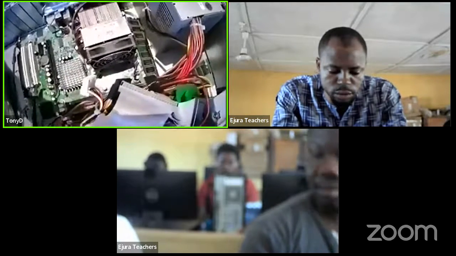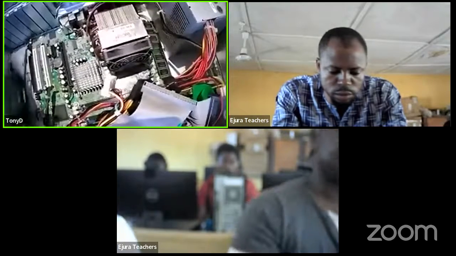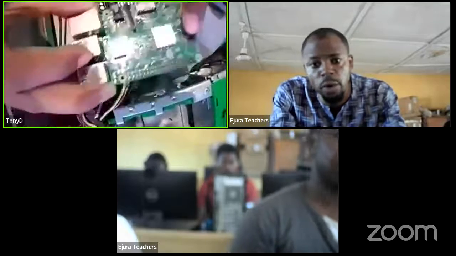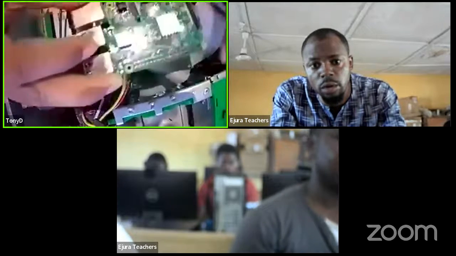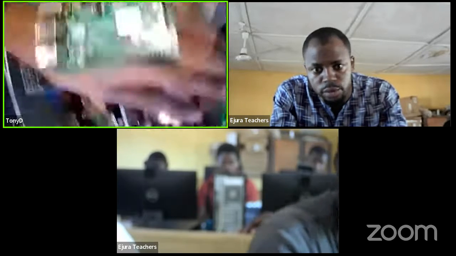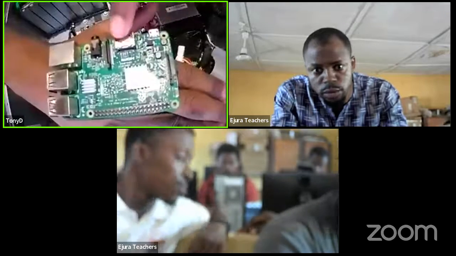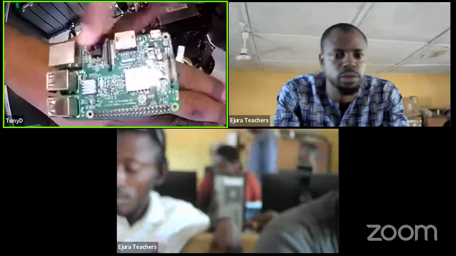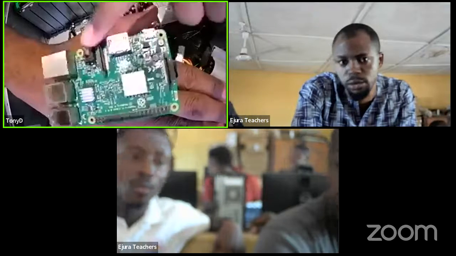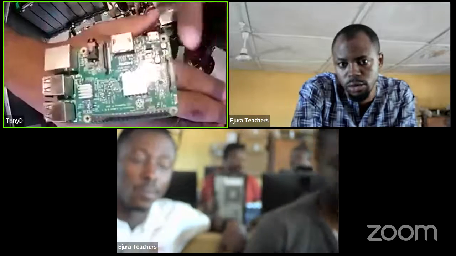So that is where the motherboard comes in. All these things have so many parts, but they have to be connected to a motherboard. This thing has its own part, but they have to be connected to a motherboard so that all these parts can communicate together.